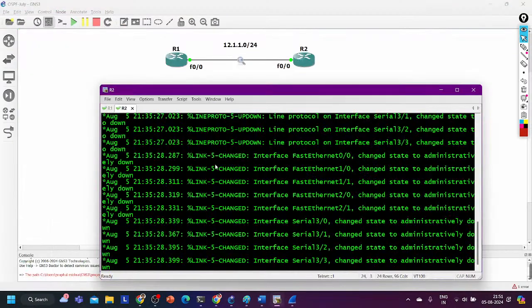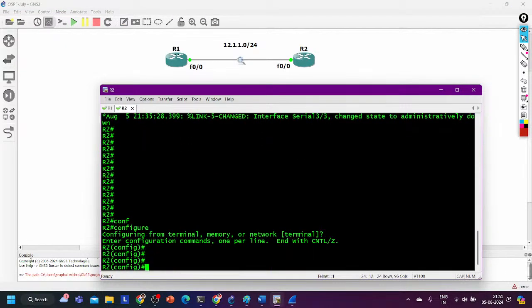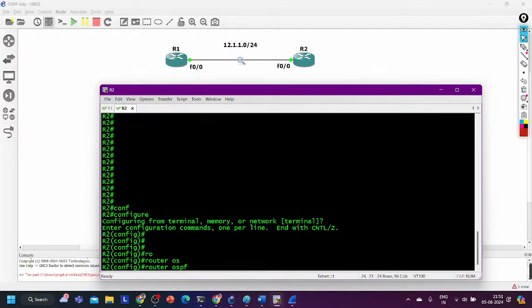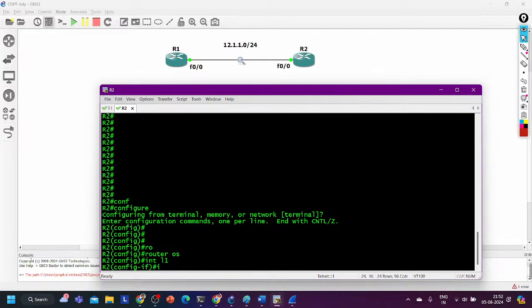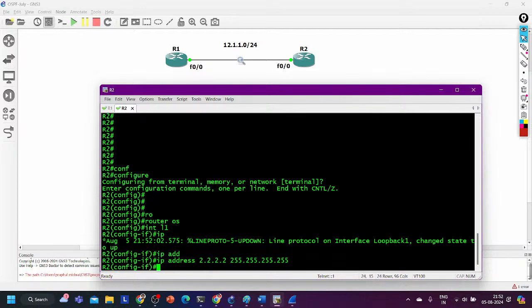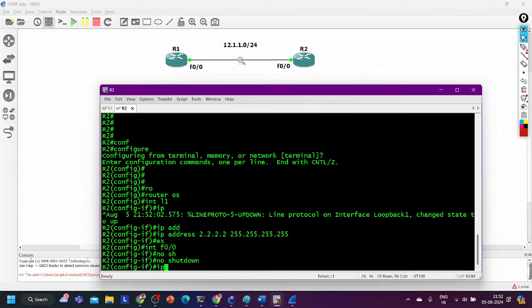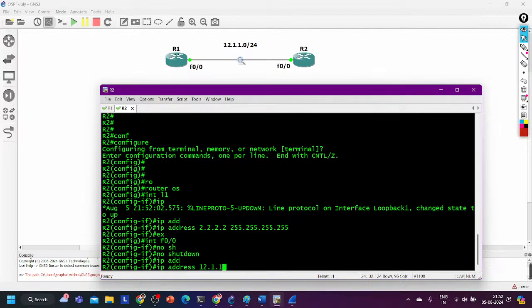Done. Now R2. Config T, router OSPF, and on this router I am going to create one loopback interface. Interface loopback 1, IP address 2.2.2.2, 255.255.255.255. Then interface F0/0, no shutdown, set IP address 12.1.1.2.